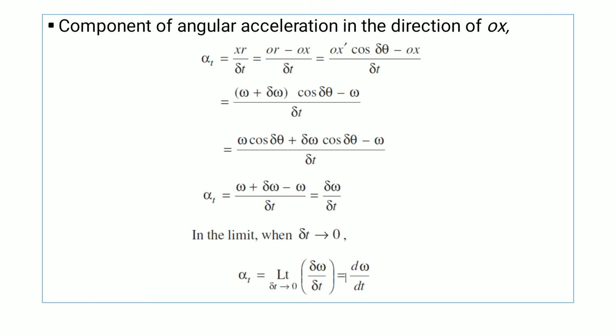In the limit, when delta t tends to 0, we can represent alpha t as equal to the limit delta t tends to 0 of delta omega upon delta t, which is equal to d omega upon dt.